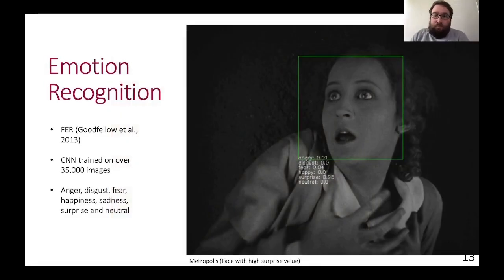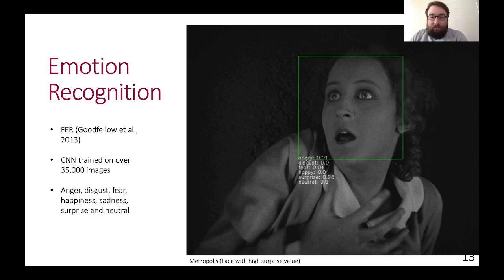Moving on, for emotion recognition, we use the facial emotion recognition module by Goodfellow et al., which is trained on over 35,000 images to predict the 7 emotion classes: anger, disgust, fear, happiness, sadness, surprise, and neutrality. This is a 2-step process, starting with a face detection, then followed by the emotion detection. The output is a value between 0 and 1 for each class. The values sum up to 1. In this example, the model mainly predicts surprise with 0.95 and a bit of anger and fear.